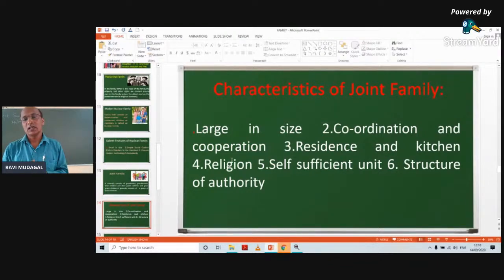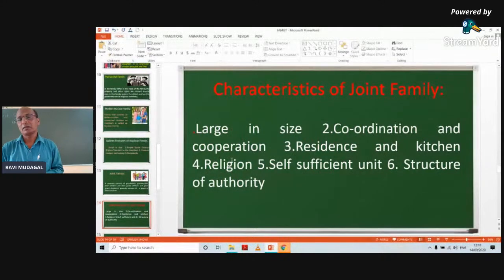Okay, and one more, self-sufficient unit. The next important characteristic of joint family is self-sufficient unit. The joint family provides basic needs to its family members. Joint family comes forward and fulfills the basic needs of all family members. So the joint family has one more characteristic, a self-sufficient unit. Self-sufficient unit means the joint family provides all basic facilities to its family members.